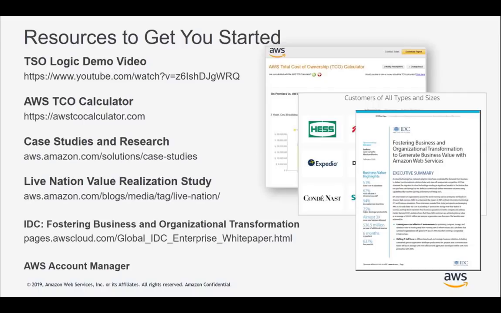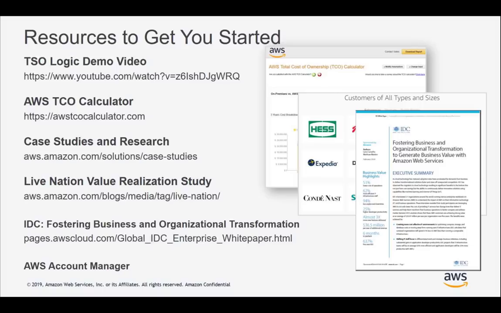Now, there's a few resources to help you get started. First, Gabe walked through a demo of the TSO Logic tool. In addition to that, on YouTube, we have a video that you can watch. We also have the online AWS TCO calculator, which can provide a quick back-of-the-envelope estimate in terms of the total cost of ownership difference between on-premise and on AWS.